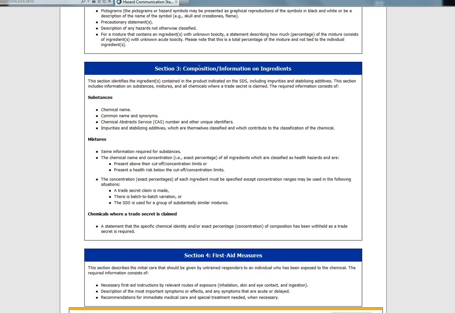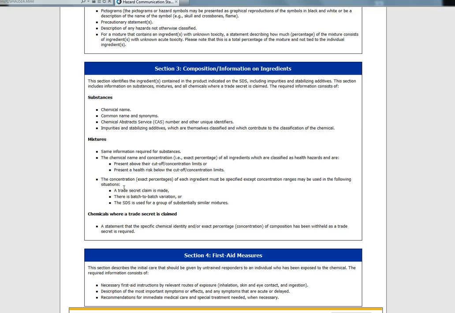Section 3 deals with the composition and information on the ingredients, and here we have substances, which are chemicals, and then we have mixtures, which are a combination of several chemicals and potential other items. And it's important to note that in the mixture case, the exact percentage of all ingredients is required, with any concentration limits above or below the health risks that are set by OSHA.